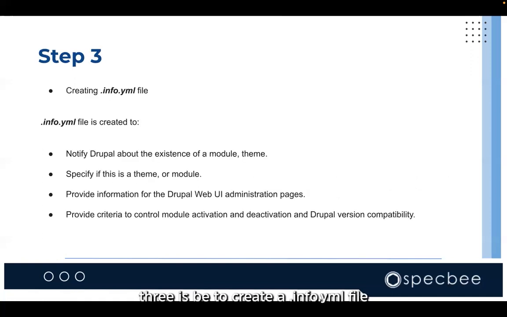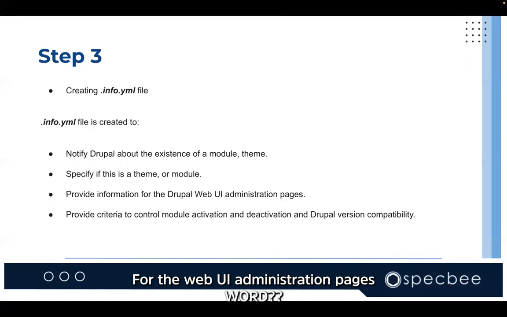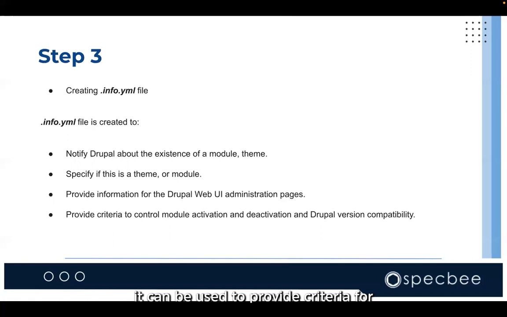Now, step 3 will be to create a .info.yml file. Why is the .info.yml file created? Drupal doesn't know that your module exists in the project. So to notify Drupal about the existence of a module, we create .info.yml. Basically it holds the information regarding the module, for the web UI administration pages as well. Also, it can be used to provide criteria for Drupal version compatibility.